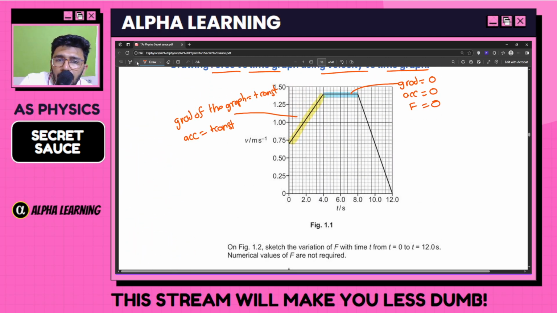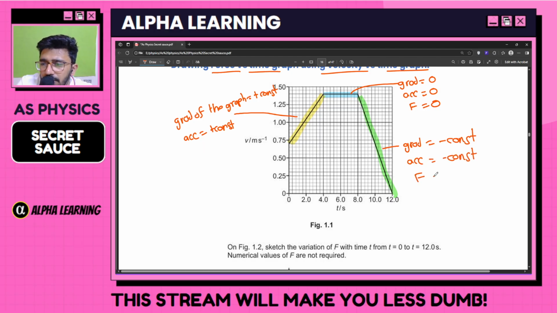Now the last part of the graph, that is this green region. Can you realize in this green region what do you have? You have a gradient that is negative and constant. If your gradient is negative and constant, acceleration will be negative and constant. If acceleration is negative and constant, force will be negative and constant. Now here you have to realize one more thing. Although force is negative and constant, can you realize that the green line is much steeper compared to the yellow line?